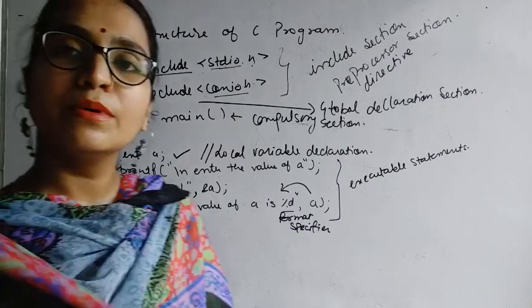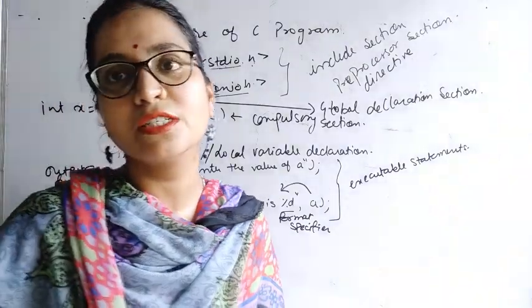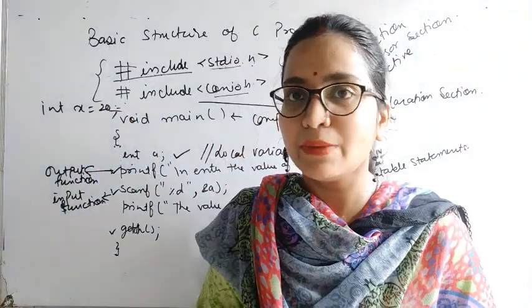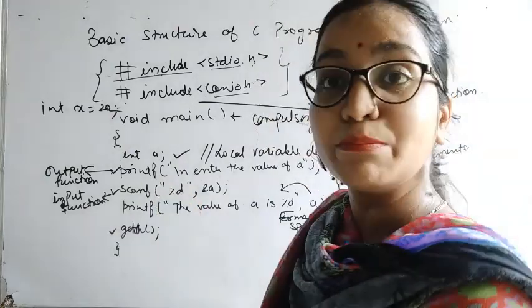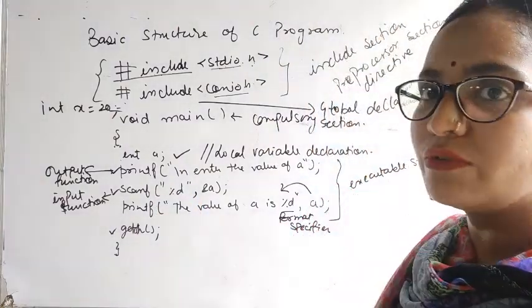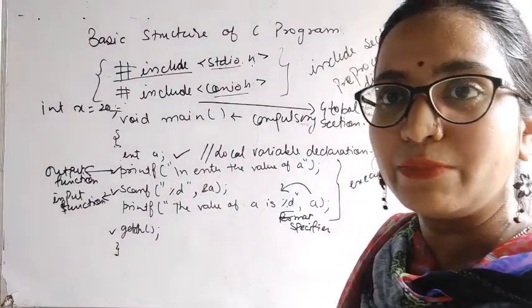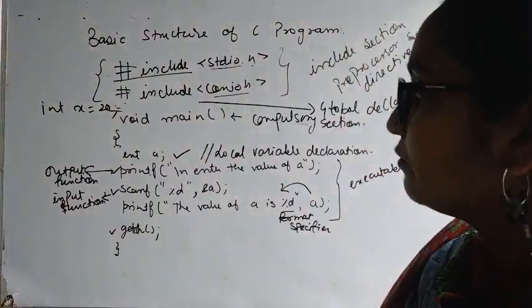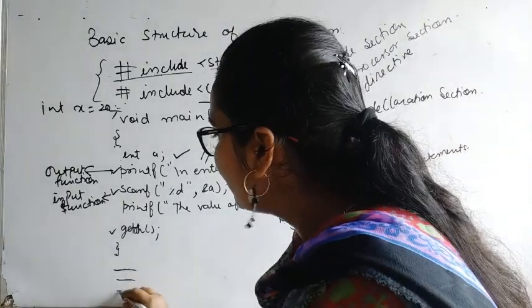After this come the user defined functions. User defined functions are functions which are created by the user himself. For example, here we have used printf and scanf, which are built-in functions. If you want to use functions that are not built in, that you want to create yourself, you will have to specify the code of those functions after the main function.